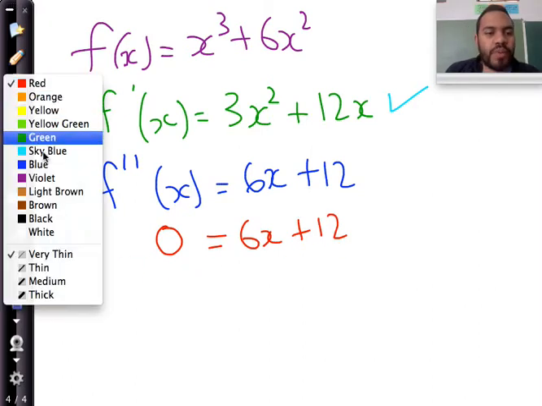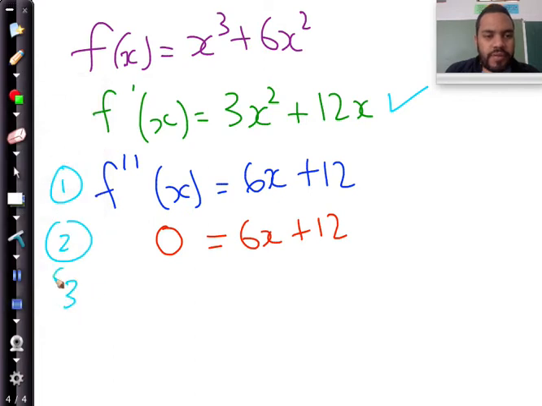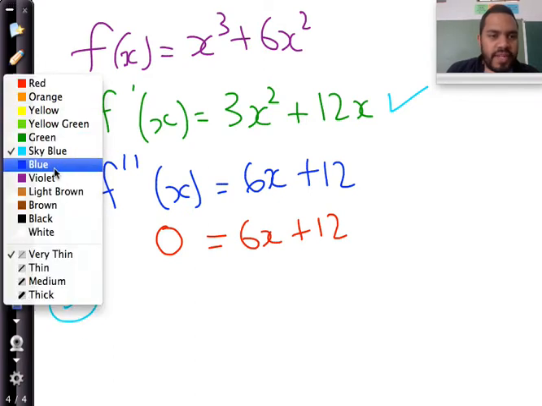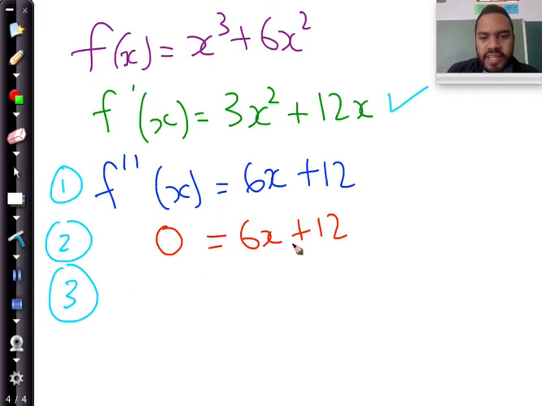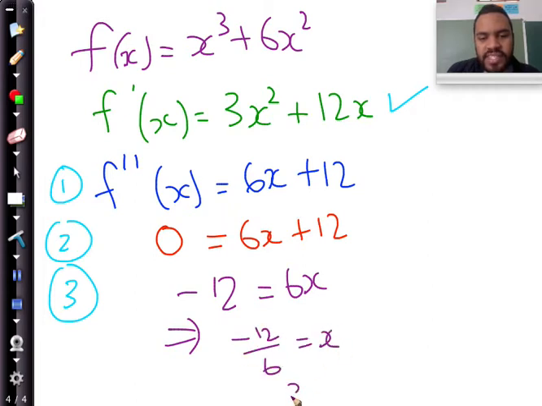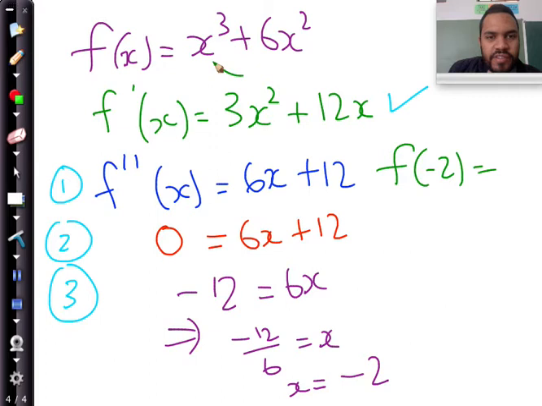Step number 3 is what, people? Solve for x. Righto. So if we solve for x here, I'm going to bring it over: negative 12 equals 6x. That implies that negative 12 over 6 is equal to x, which means that x is equal to, come? Negative 2. Negative 2. What do I do with this negative 2? Substitute. Into what? Into the function. So I must find f of negative 2. In other words, I'm going to put the negative 2 in there. And negative 2 in there.